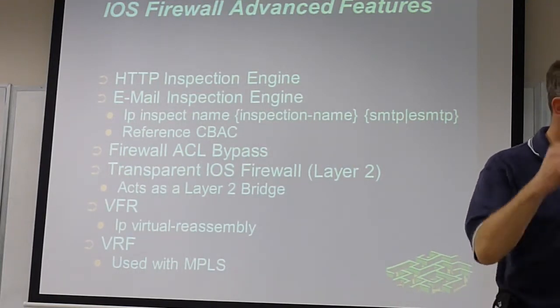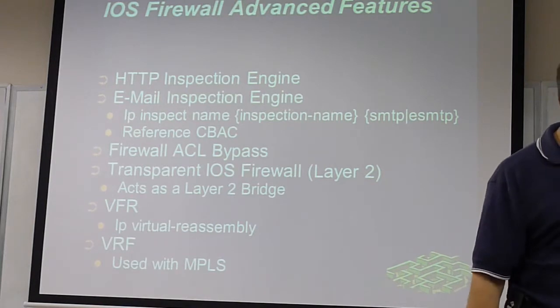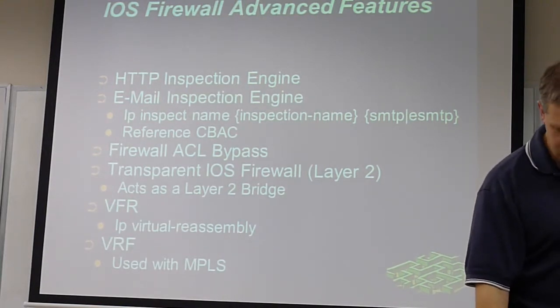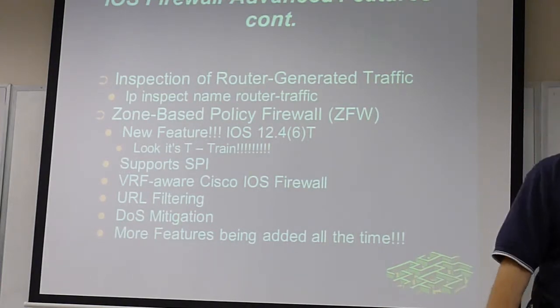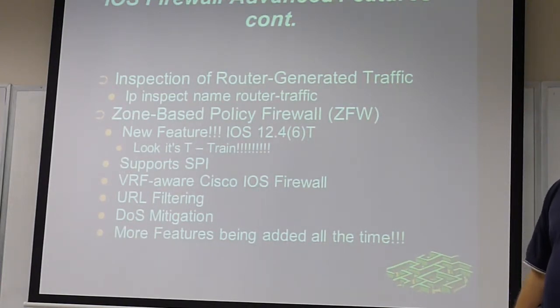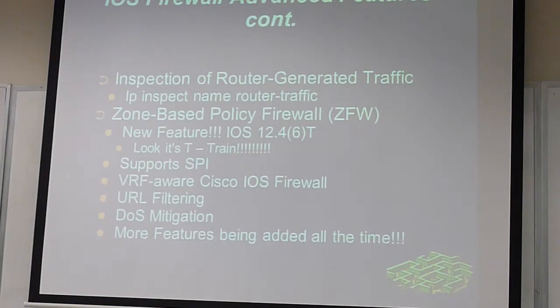And then there's virtual reassembly for both Frame Relay and MPLS. It's a little bit of an advanced topic that we're not going to go into. Inspection of router generated traffic: you can inspect traffic that is generated by your router. Now, what would that be? It could be dynamic routing protocol traffic. It could be traffic that is in response to queries on your HTTP engine, if you have to run your web engine.